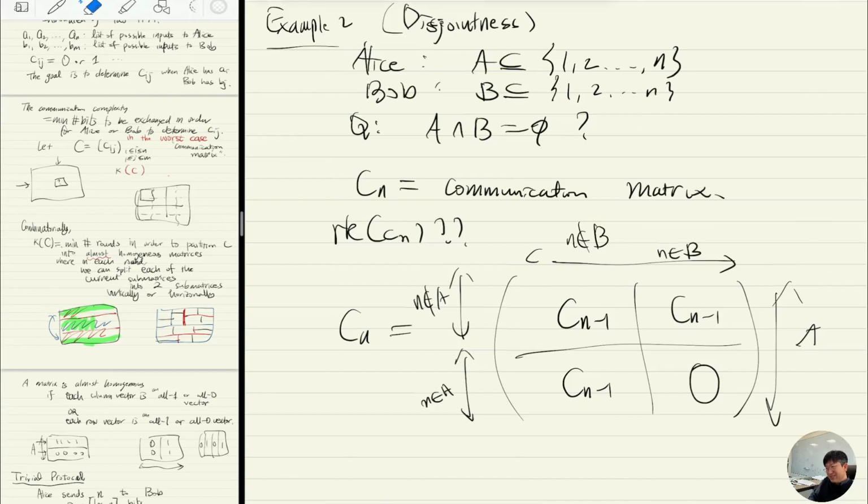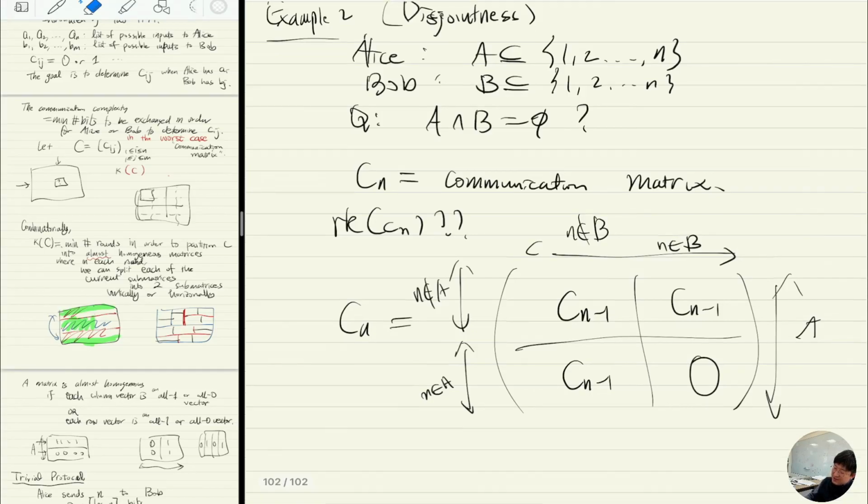So this is C_n. Now, what is the determinant of C_n?